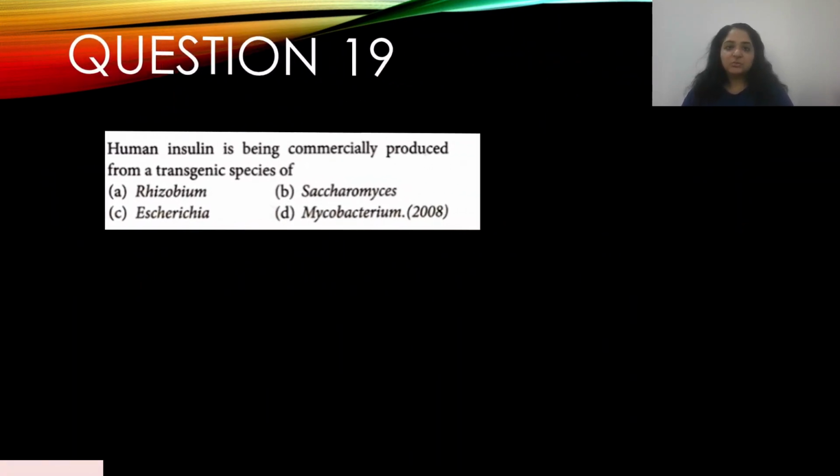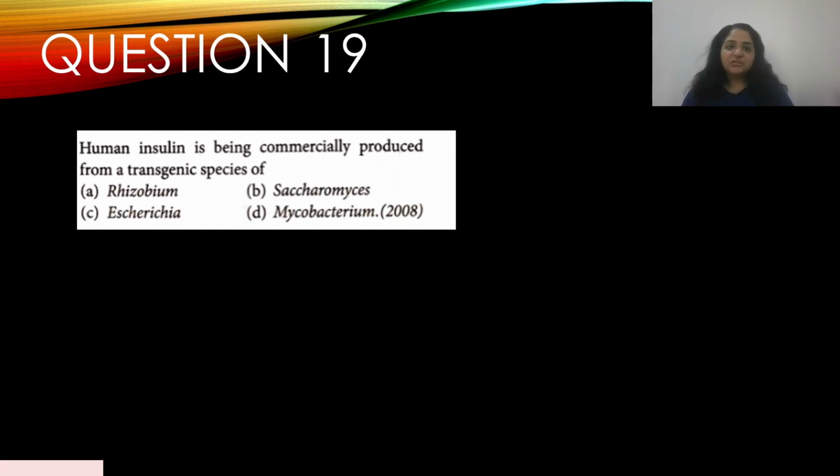Right, let's move on. Question number 19. Human insulin is being commercially produced from a transgenic species of, this appeared in 2008: A. Rhizobium, B. Saccharomyces, C. Escherichia, D. Mycobacterium. So human insulin is produced from a transgenic species of C. E. coli.